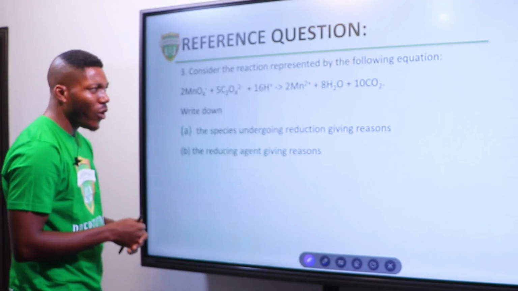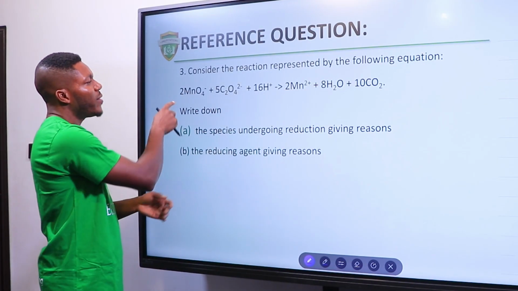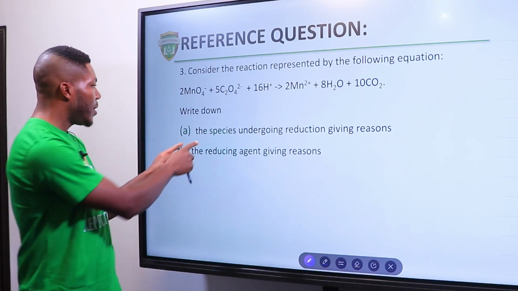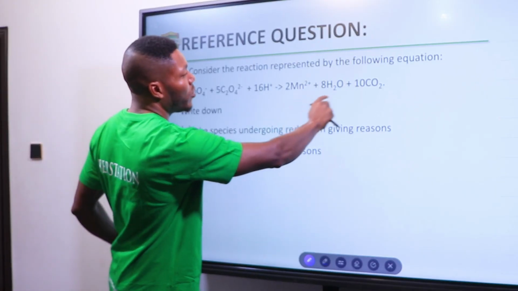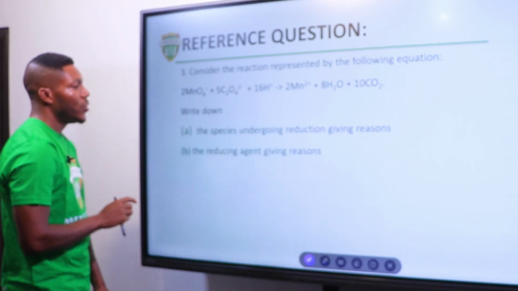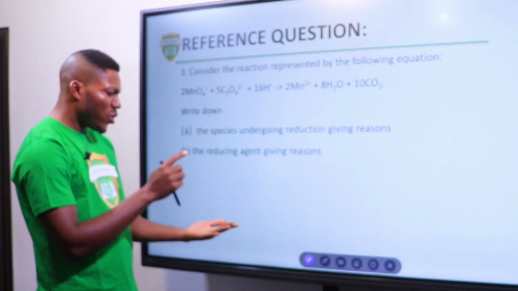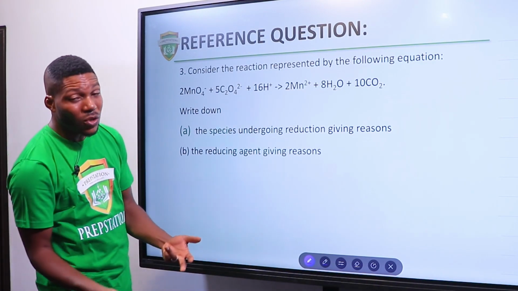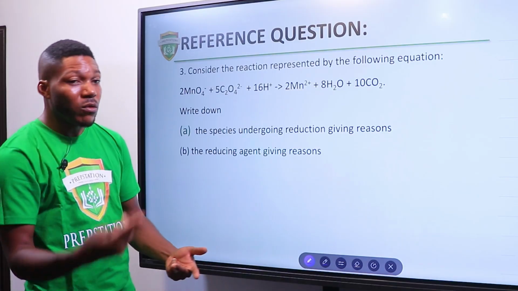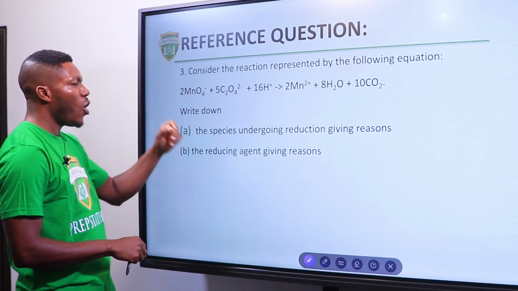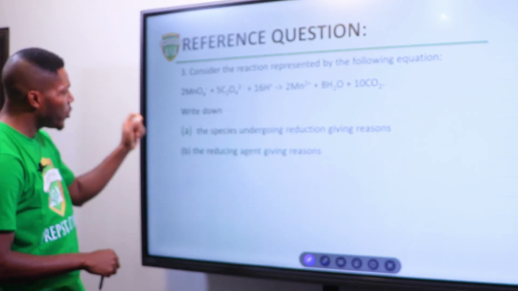Now, which species will undergo reduction? And I said this before, that the species will come from the reactants, not from the products. Take note of that. You will not get this answer from the products. You will get your answer from the reactants. So what is reduction? Reduction is defined as gain of electrons, addition of hydrogen, removal of oxygen. In this case, I'm going to look at the oxidation state.